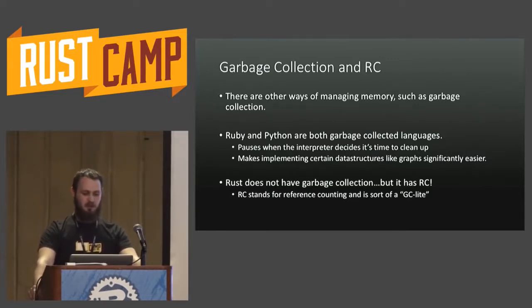So Rust doesn't have garbage collection, but we have something kind of sort of like it, sort of GC Lite, called Rc. Rc stands for reference counting.